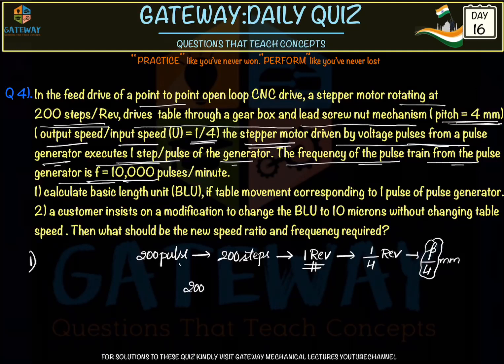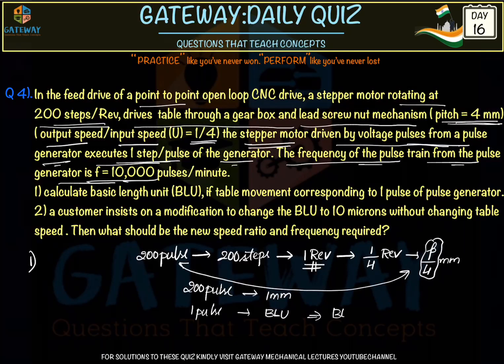So directly we can write, for 200 pulses we are getting 1 mm, nothing but P by 4. Then we need to calculate BLU. For BLU, what I said, is the displacement made for one pulse. So for one pulse, what will be the displacement? That displacement is nothing but BLU. So from this we get the BLU, which comes out to be 1 upon 200, that is 5 microns. And this is your answer to the first question.